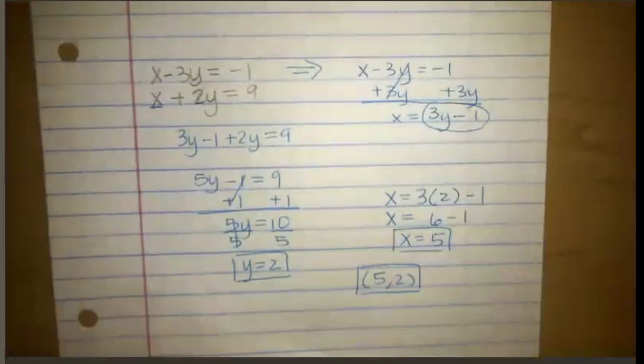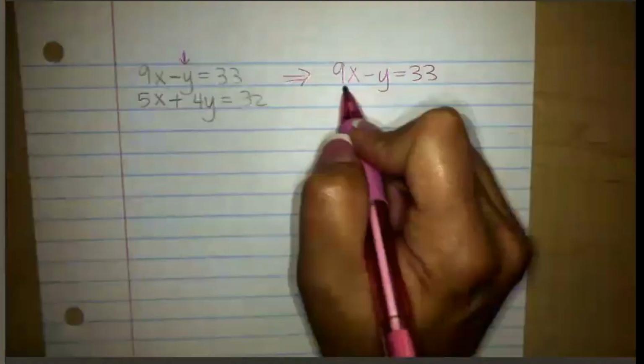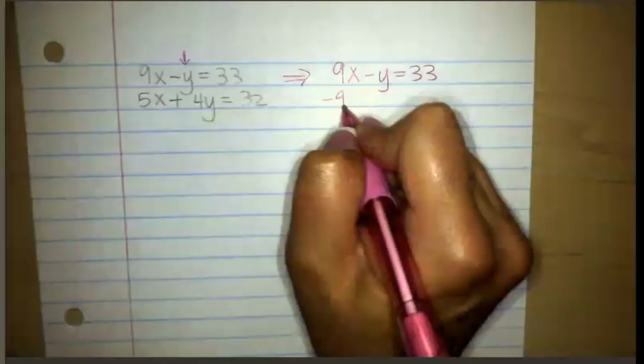All right, we're going to step it up just a little bit here and do another one. In this case, we have 9x minus y equals 33 and 5x plus 4y equals 32. We want to get a variable by itself. Now my x's both have coefficients, and so does my y in the second equation. So the easiest variable to solve for is going to be this y in the first equation. So I'm going to solve for y in that one. My first step is to bring the 9x over. It is positive, so I'm going to subtract 9x to get it to the other side.